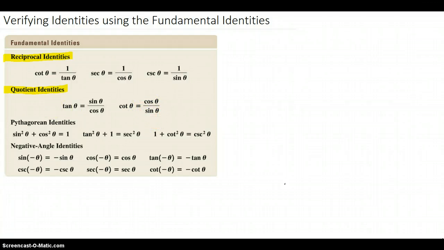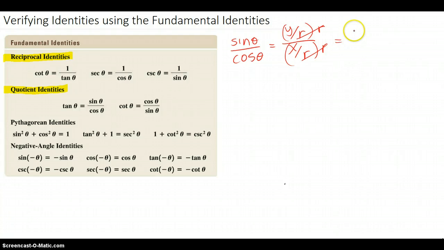Let me go ahead and show you the first one. To prove this identity, I'm going to start with sine over cosine and use the definitions of sine and cosine from the very first chapter. Sine theta we know is y over r by definition, and cosine we know is x over r. If I multiply both sides by r to get rid of the complex fraction, the r's cancel and you end up with y over x, which is tangent of theta.